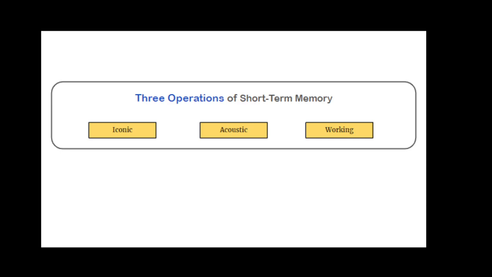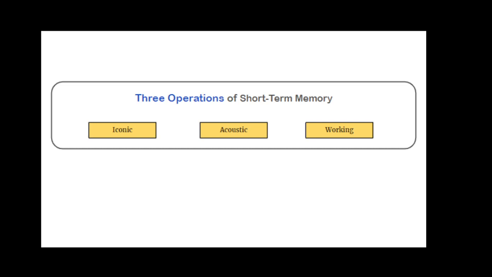Now let's see the three operations of short-term memory. These are like basic things, not too tough. So iconic memory is basically the visual memory. The second is the acoustic. Acoustic basically means the memory of our sound, the sound memory or the memories of our ear.